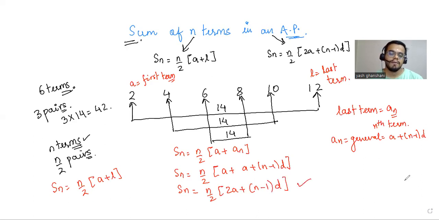So this is the formula to find the sum of n terms in an AP. When the first term and last term are available, we will apply the formula n by 2 (a plus an). Similarly, if the first term and the common difference are available, then we will apply n by 2 (2a plus (n minus 1) into d).